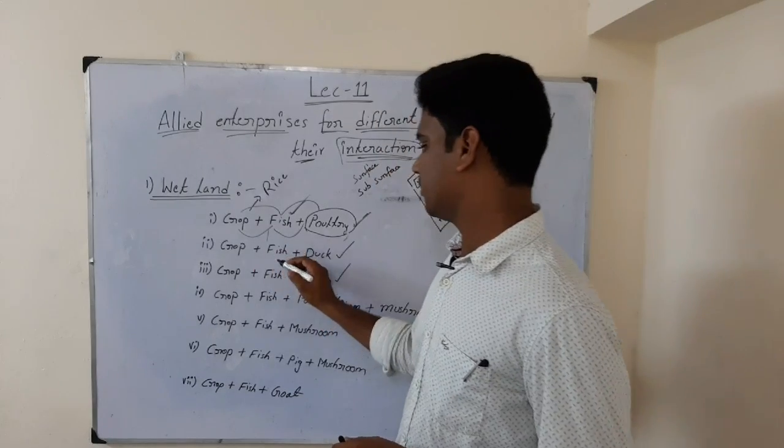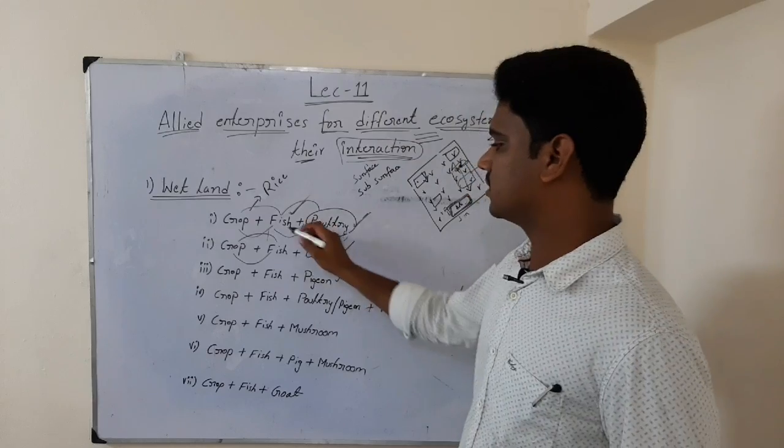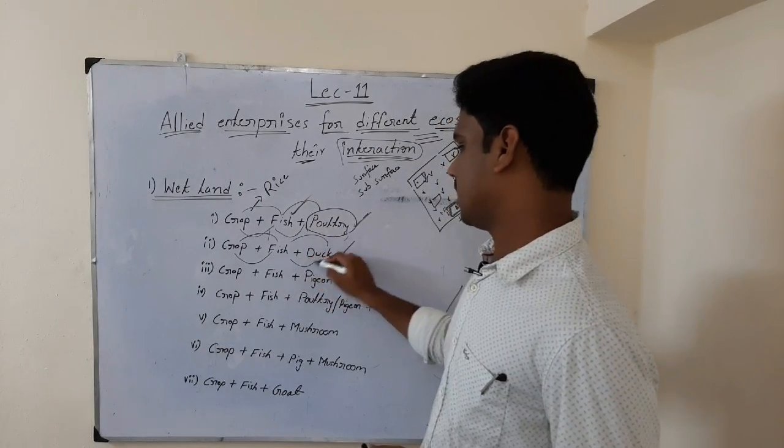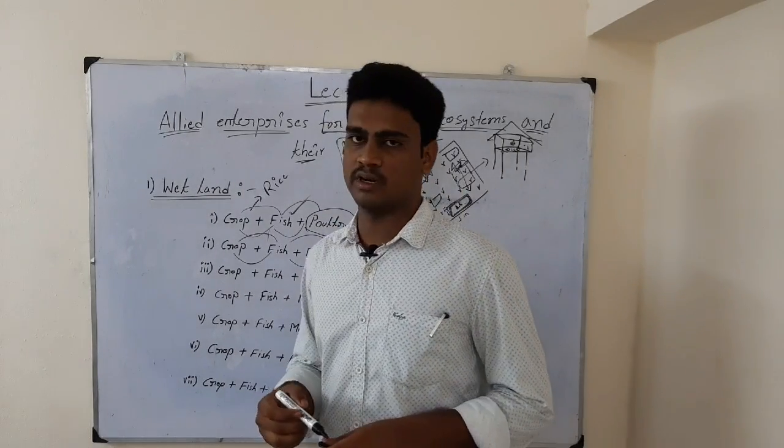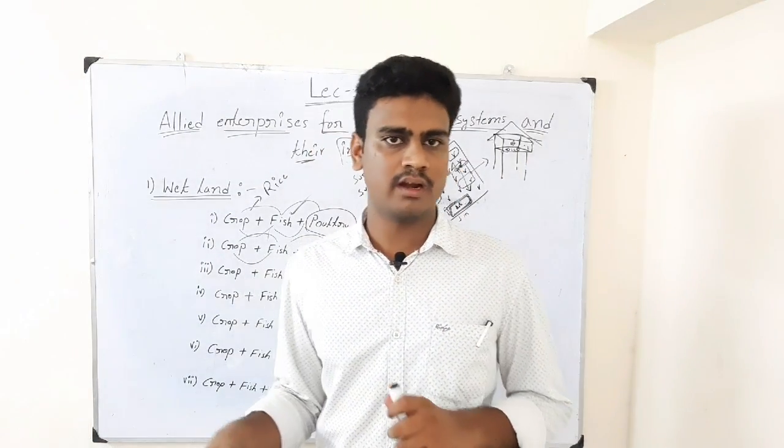So the next one is crop, fish, duck. Crop and fish, whatever I explained in the first, is the same thing, but the last one is duck. How does duck help in the farm, one another? So you know, duck will do well, even duck can come in wetland area and also in dry land.